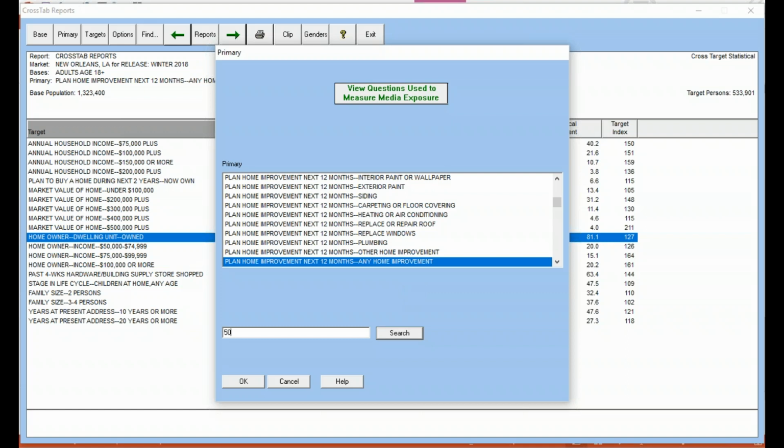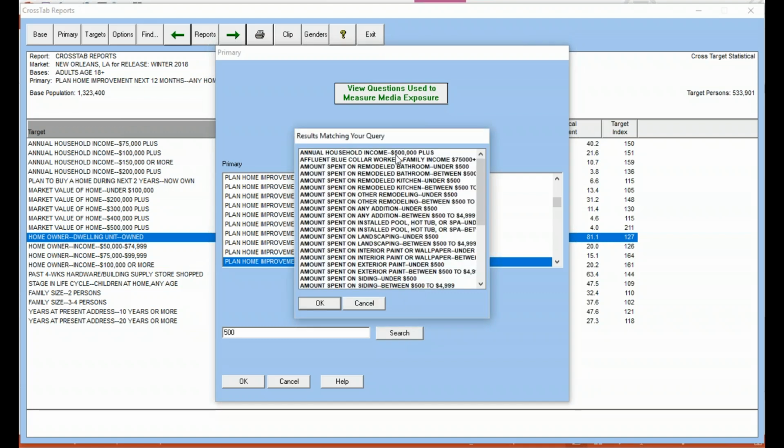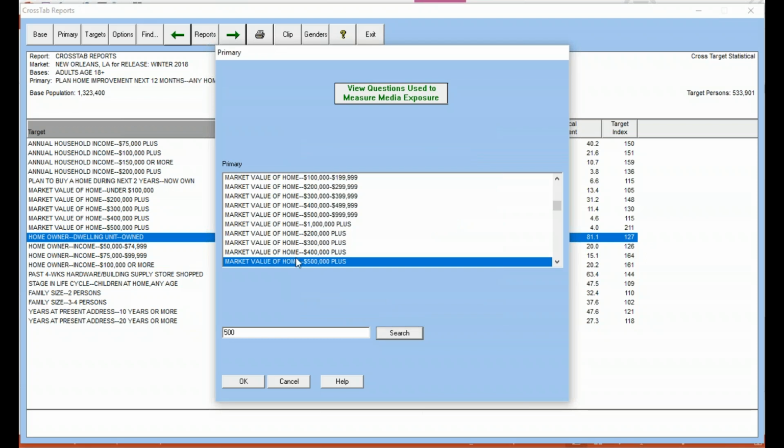Now let's go and look at someone that has a high home value. So we could look at folks that have this type of income, but we're really looking at folks with a home value. So let's scroll down. Whenever I do a search, you've noticed here that it results in everything that has the characters 500. So it's not a Google kind of search, but an exact key search. So do know that when you're doing these searches.